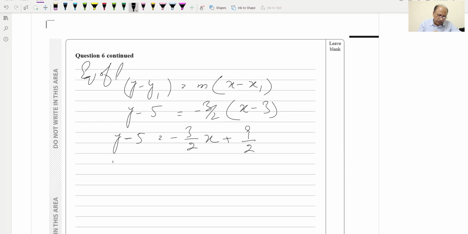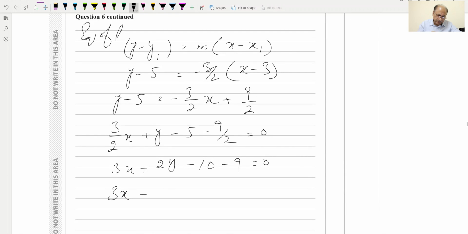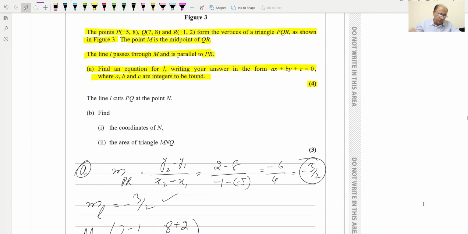So it will be 3 by 2x plus y minus 5 and minus 9 by 2 is equal to 0, and we can multiply everything by 2 and we will get 3x plus 2y minus 10 and minus 9 is equal to 0. So this will be 3x plus 2y minus 19 is equal to 0. This will be the final equation of L which is required, which we have done. Hopefully you understood this. And this was a 4-mark question.